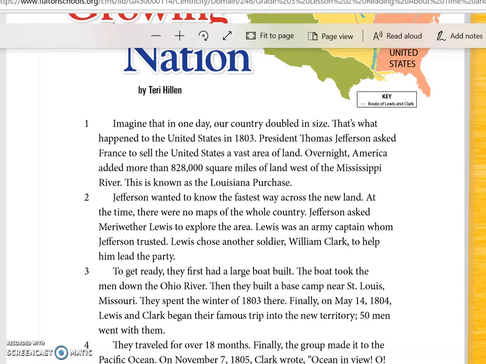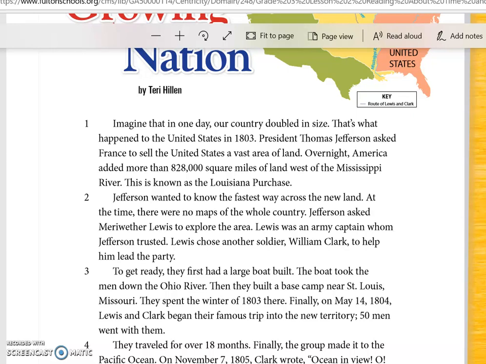Then they built a base camp near St. Louis, Missouri. They spent the winter of 1803 there. Underline winter of 1803. Again, we see a date. There is a specific reason the author has put a date there. Sometimes authors won't give you signal words. They'll give you dates. Dates signify time and sequence as well.